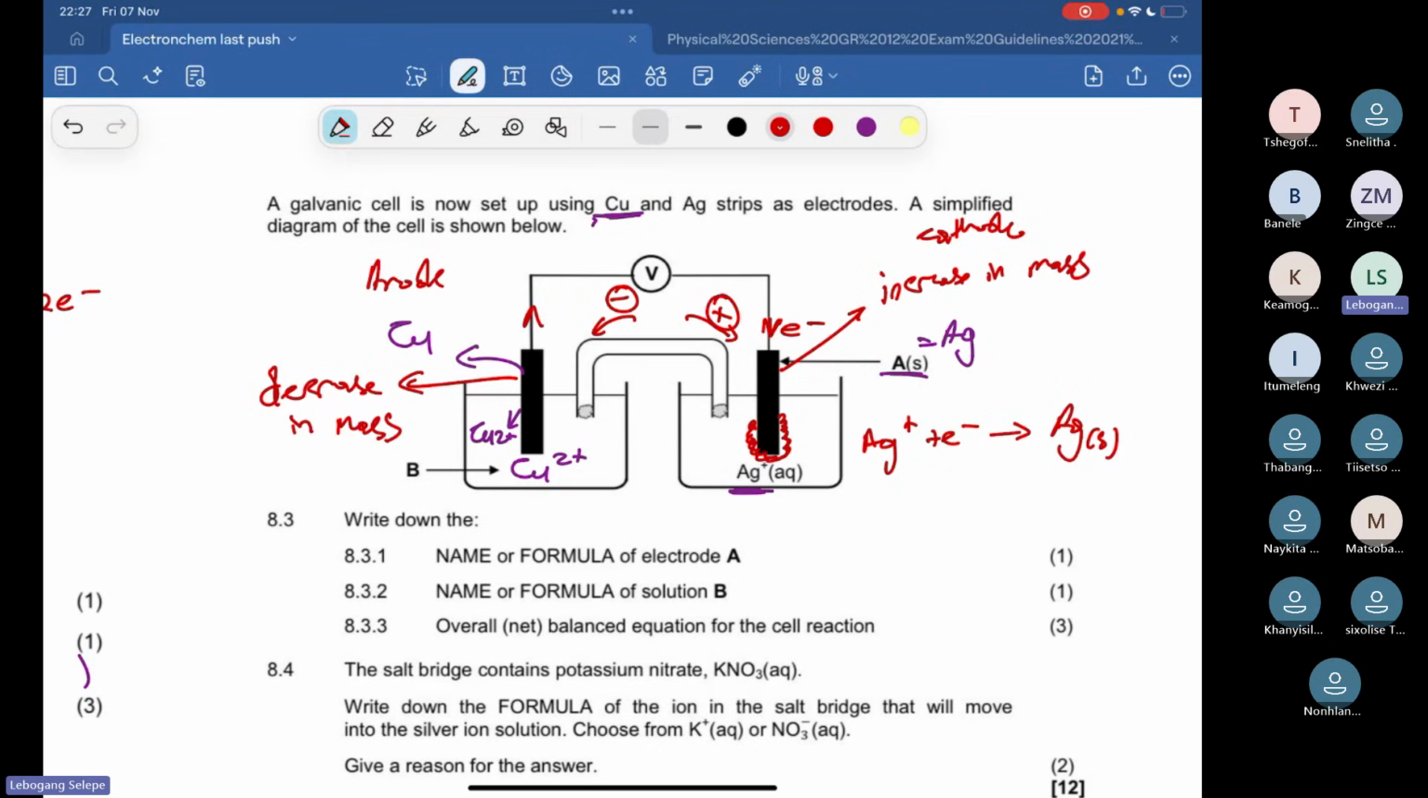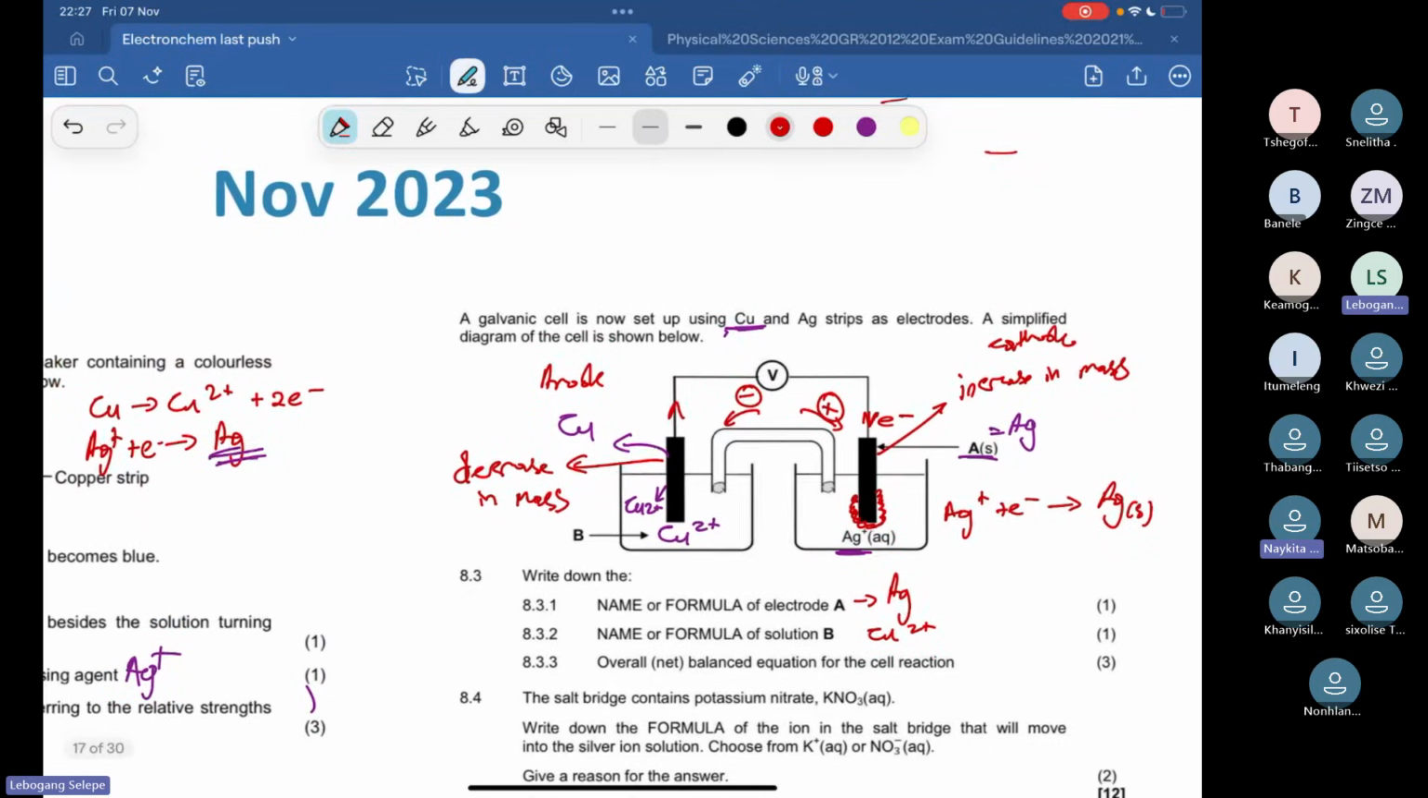They say to write down the name or formula of electrode A. I can already see that electrode A is Ag. B is Cu, the Cu2 plus solution. But now they say we should write down the overall balanced equation for the cell reaction. So I'm going to start by writing what?